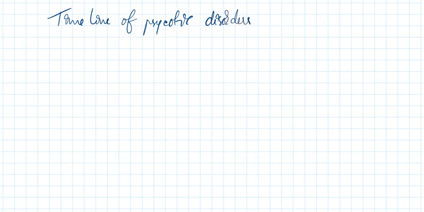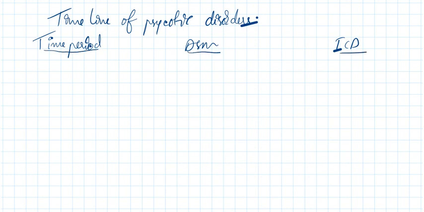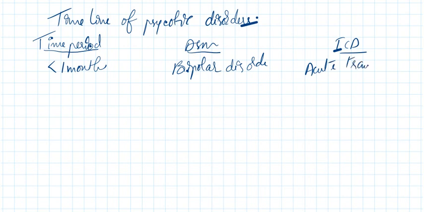Now we will discuss the timeline of some psychotic disorders. You write the time period, then define whether it is by DSM criteria or ICD criteria. If the time period is less than 1 month, in DSM it indicates brief psychotic disorder, and in ICD it indicates acute transient psychosis.